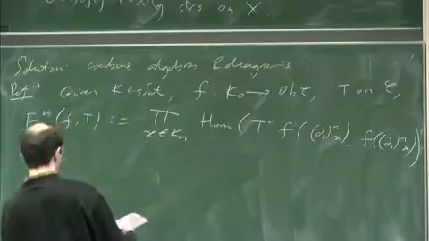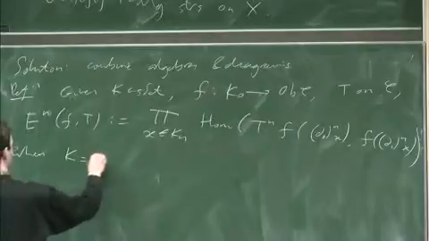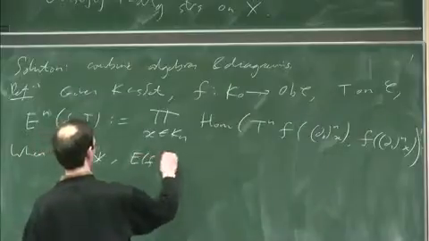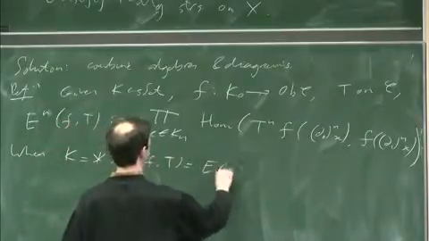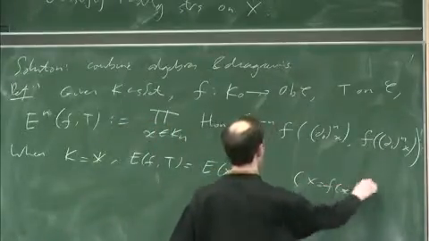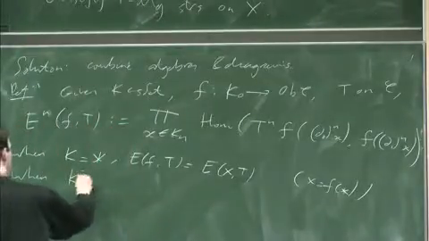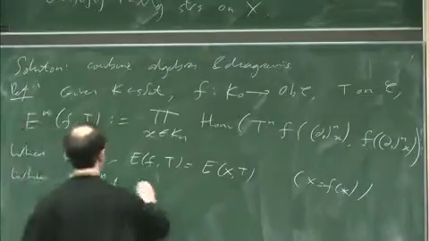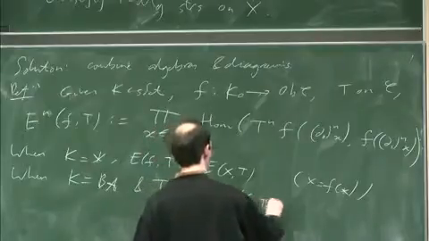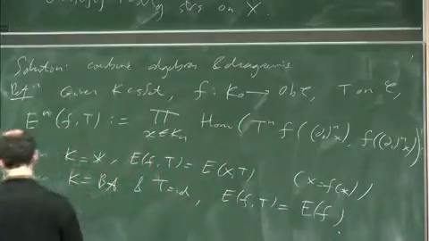And so what you should notice is that when K is just a point, this thing is Ext if x is F of star. And when K is the nerve of A and T is the identity, E F T is E F.